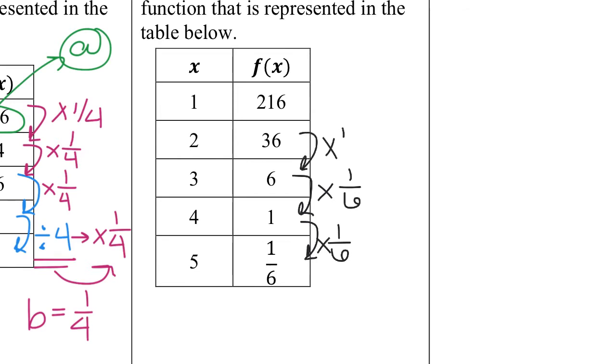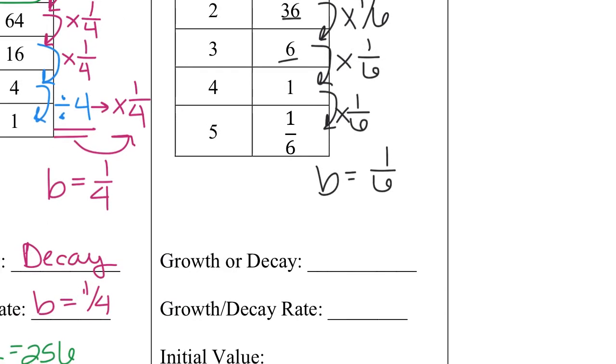36 times 1/6 is equal to 6. 216 times 1/6 is equal to 36. So B, for example 3, is 1/6. Since B is 1/6 and 1/6 is smaller than 1, we have another decay. Now the growth or decay rate, that is the B value. So in this case, it is 1/6. That's how we're changing every time.